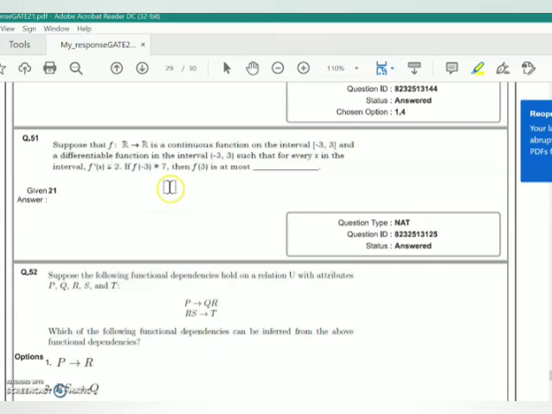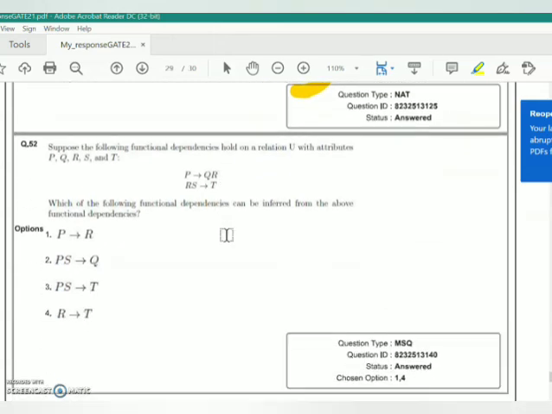Question 51, we are given the continuous function. When we solve this for the value of f of 3, it gives less than or equal to 19.